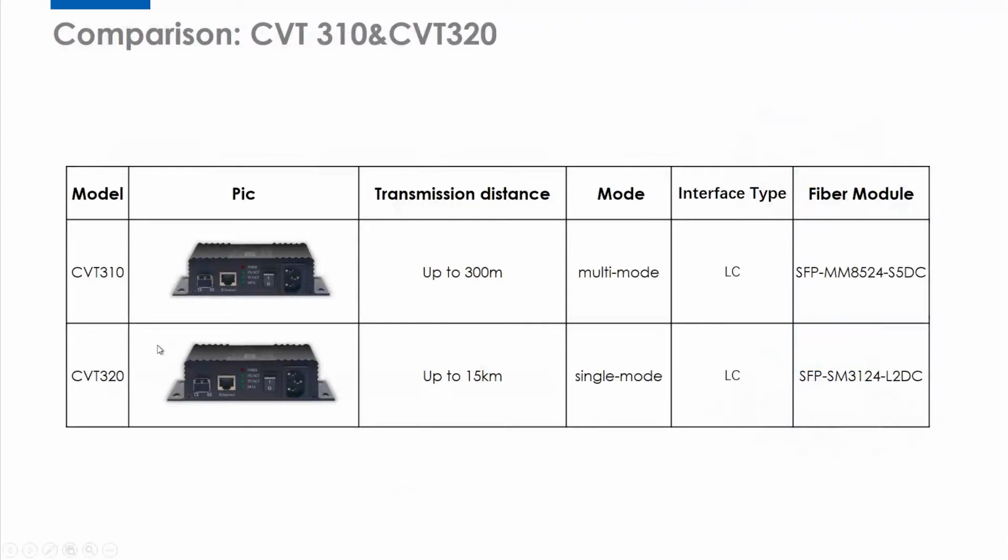I already prepared this for you. For the CVT310, as we already talked about on the last page, the transmission distance is up to 300 meters, and its mode is multi-mode. For the CVT320, its transmission distance is up to 15 kilometers, and its mode is single mode. And here I also put the fiber model for your reference.